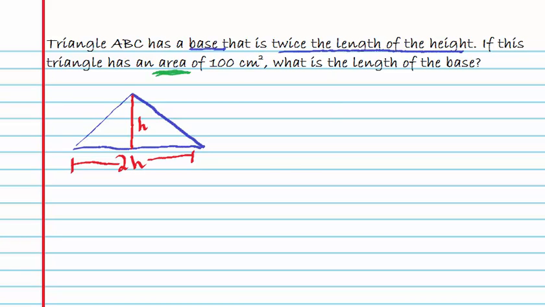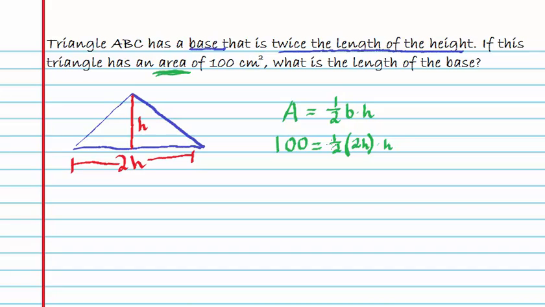Since I was given the area of the triangle, we know that we're going to use this area formula. That's area equals 1/2 base times height. In this problem, I know that the area is 100, so I plug 100 into the left side for the area, equals, I'm going to bring down 1/2, then I plug in my base, which we said is twice as big as the height. So instead of the base, I'm going to plug in 2h, and we kept my height as just h.